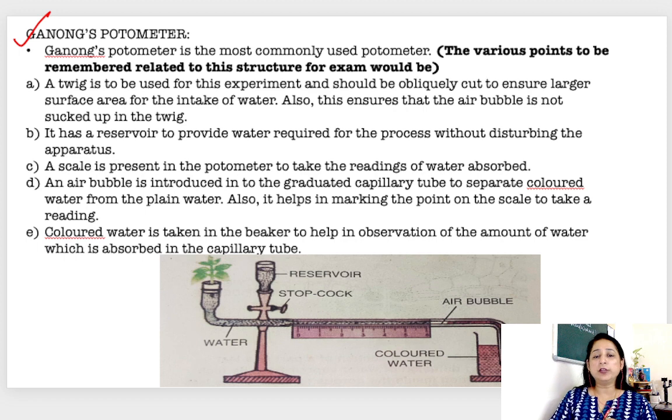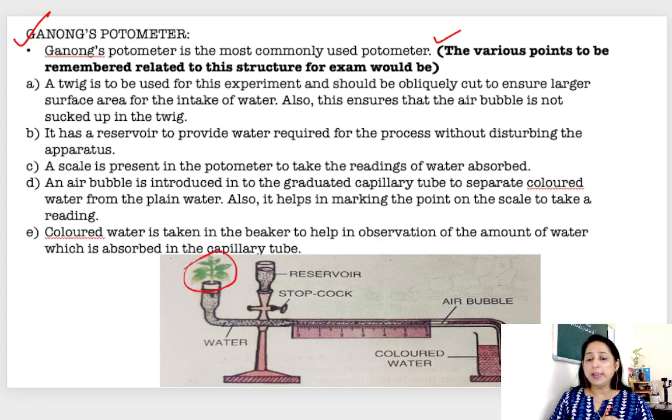Okay, so let's move to Ganong's Photometer. Ganong's Photometer is the most commonly used photometer. Now, herein I have added this line that various points which are given here are to be learnt because they come as different questions. Now, the first one is that as you see this diagram, what do we have here? There is a tube and there is a plant which is inserted here.